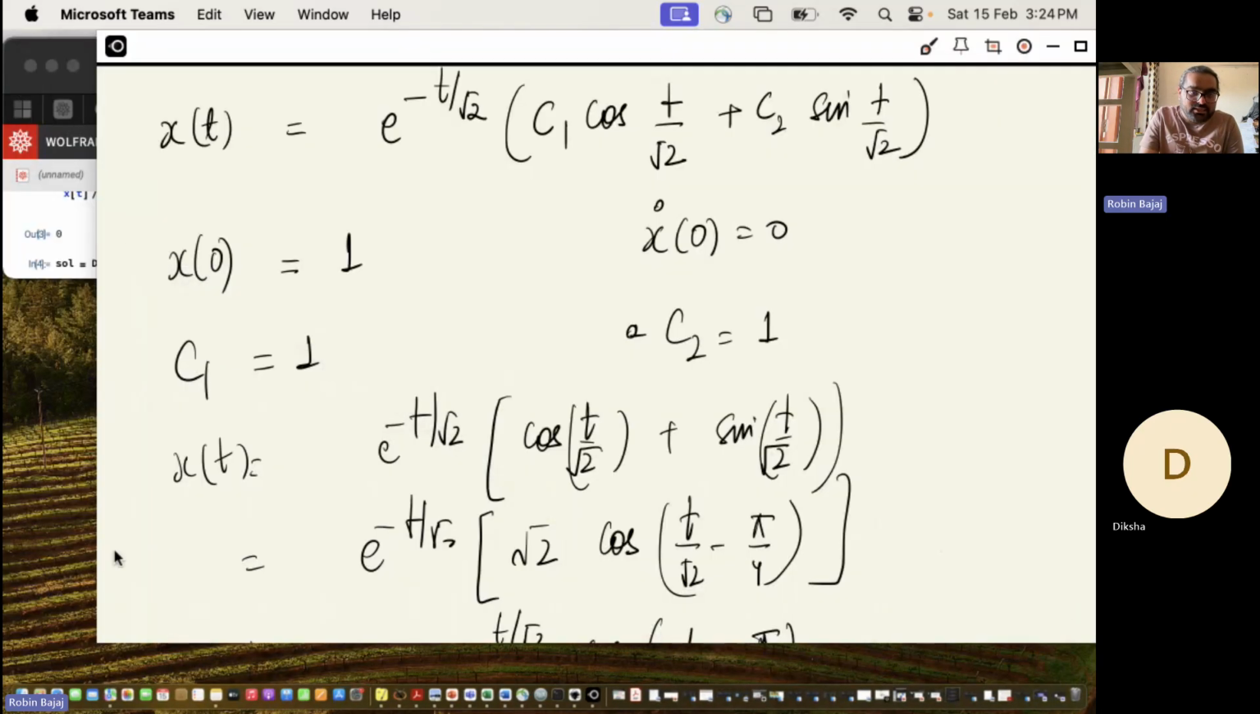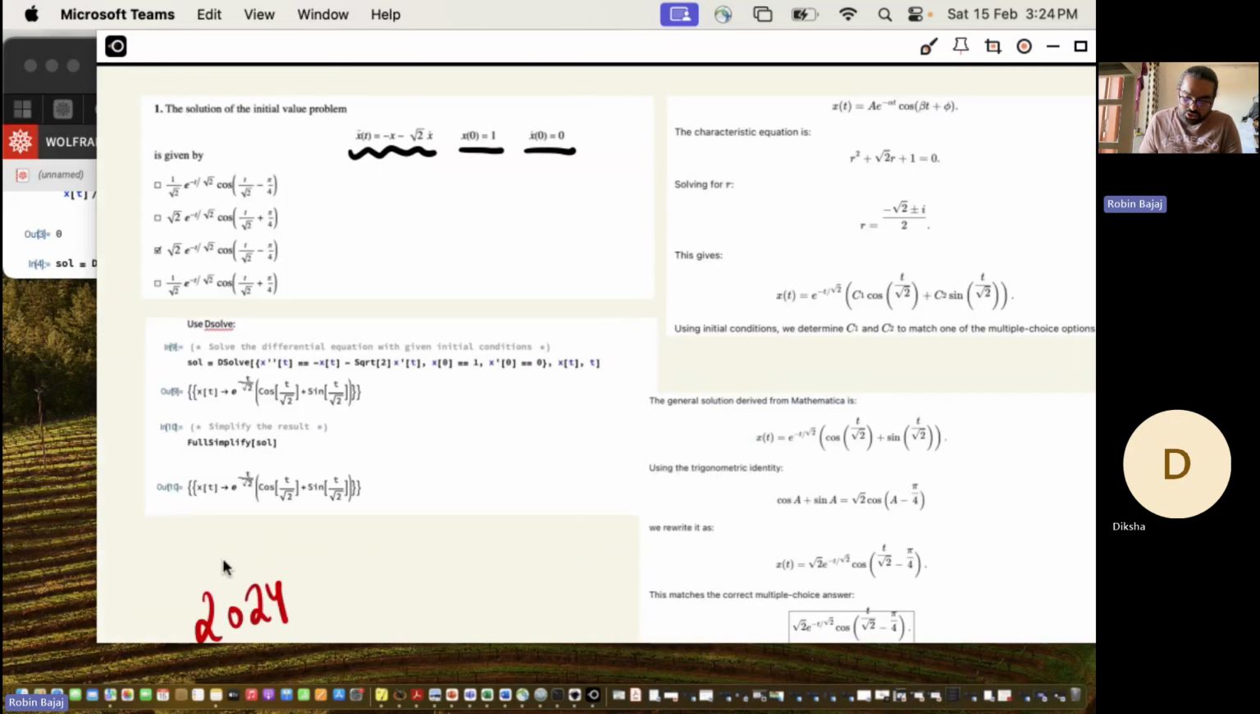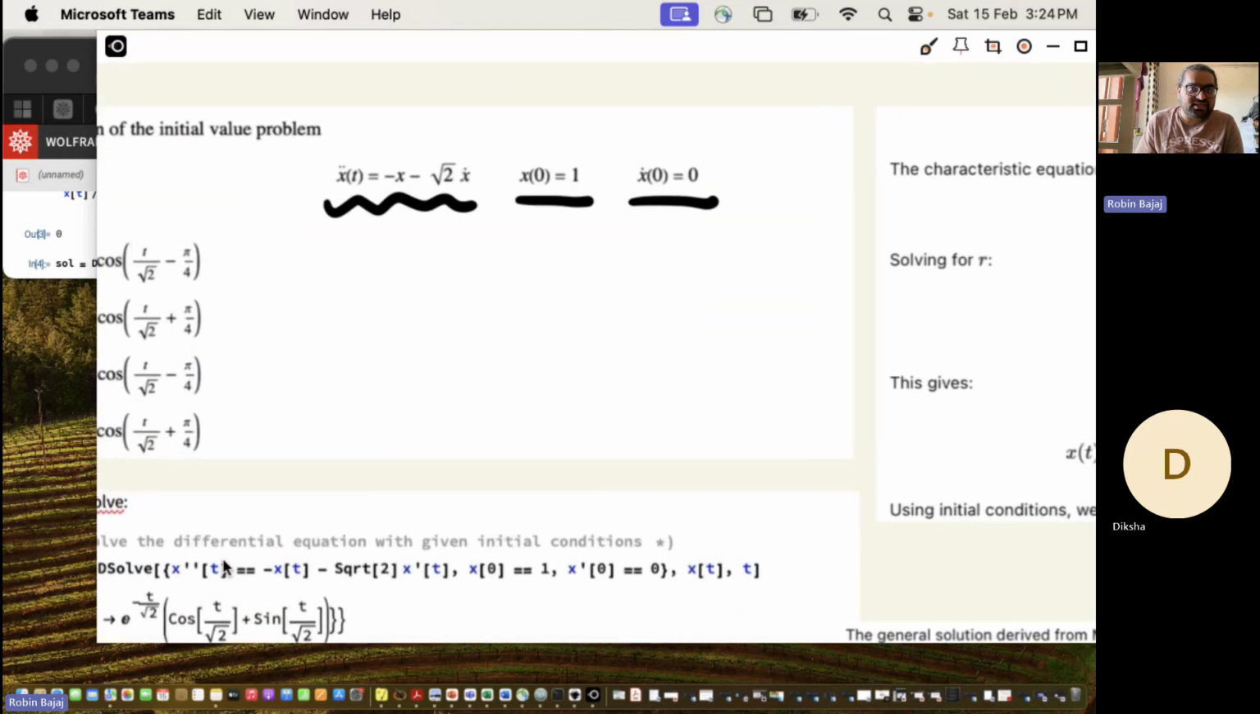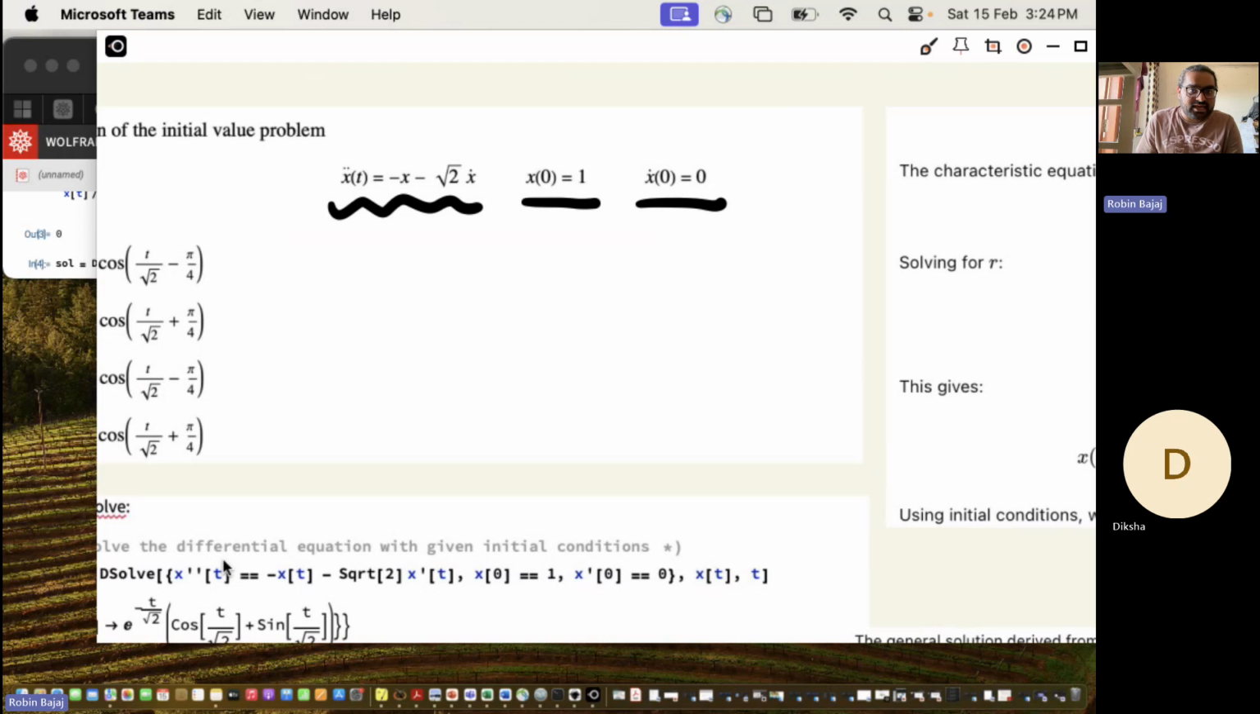So this is what I did before that. I'll just show you what I did before. So this was problem one from last year's assignment. If you see, this is a second order differential equation, the second derivative written in terms of just x and the first derivative.